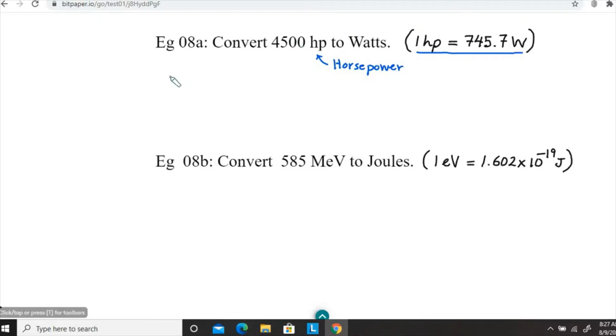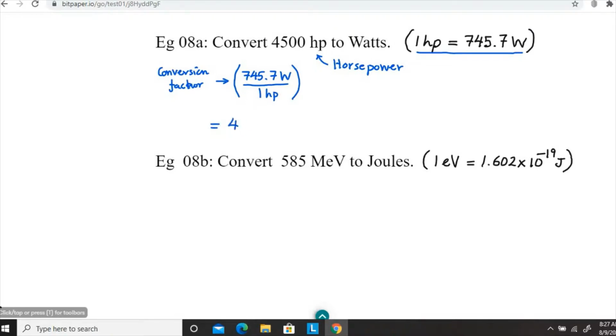So first thing, we have to write down the conversion factor. So in this case, the conversion factor is going to be this. There's 745.7 watts in 1 horsepower. So that's the conversion factor. Now I'm ready to convert the value.